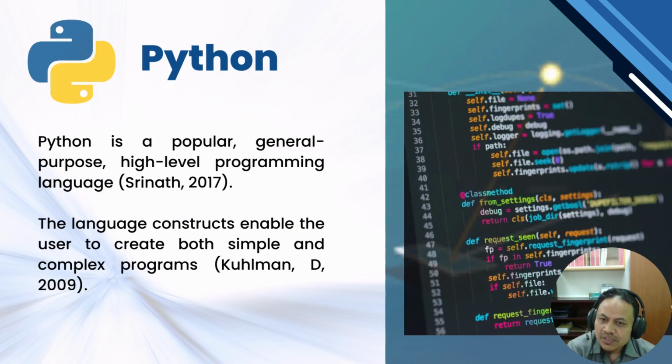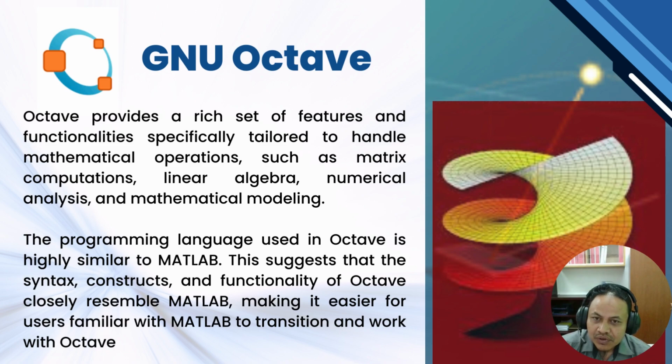The other software we use is Python. Python is a popular general purpose and high level programming language that enables the user to create both simple and complex programs. This is GNU Octave. Octave programming software is highly similar to MATLAB. In Octave also, we can use it for mathematical operations, matrix computation, algebra, analysis, and so on.